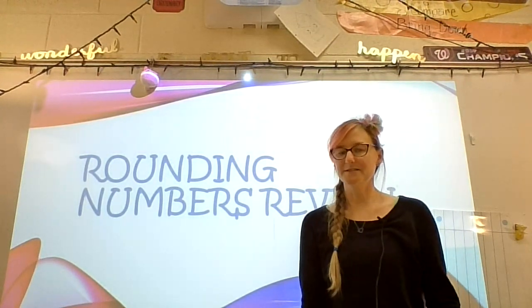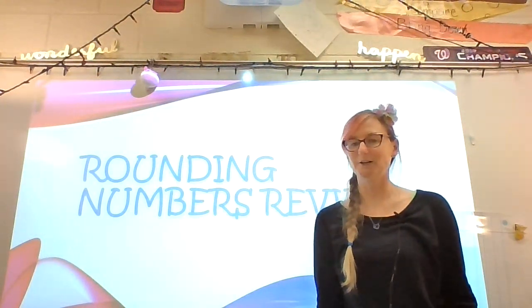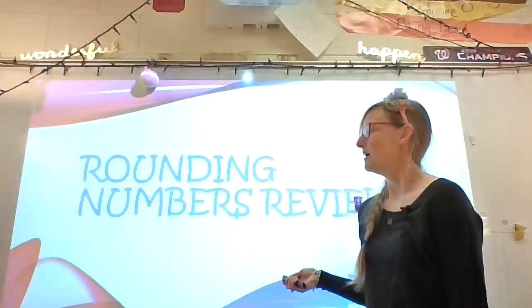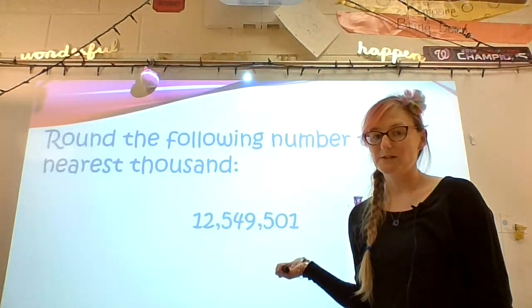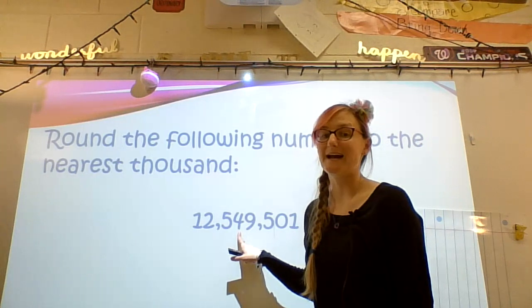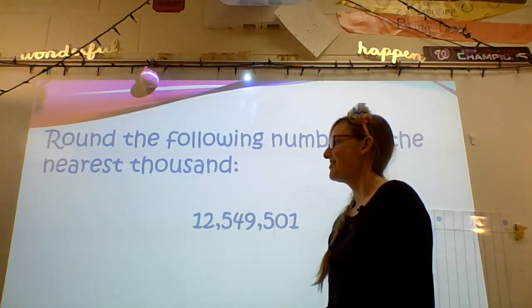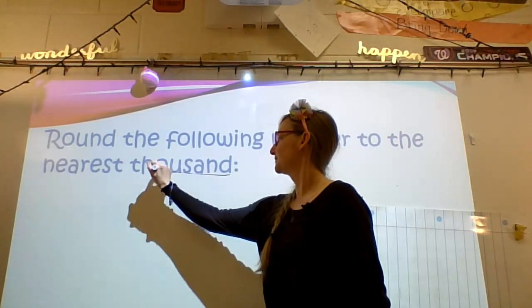In today's video lesson, we are going to be reviewing how to round whole numbers and decimal numbers. These are skills that you practiced with Mrs. Herrera, Ms. Graebner, and Mr. Slider earlier this week. The first number that we're going to be looking at is rounding 12,549,501 to the nearest thousand place.